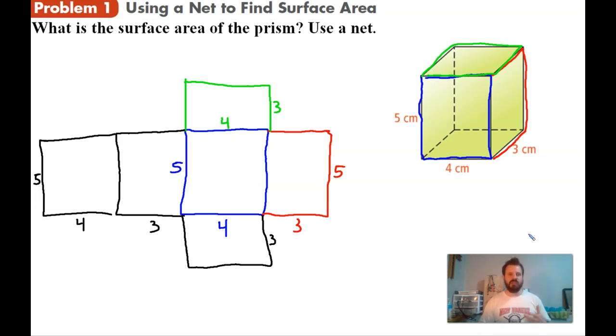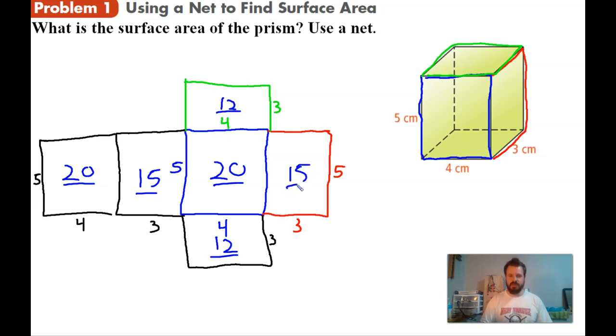And once I have it all unfolded and broken down to rectangles, it's pretty easy to figure out what the area of each of those rectangles are. Okay, just multiplying together. 5 times 4 would be a 20. Okay, 5 times 3 would be a 15. Kind of underline them just so I don't lose them. 5 times 4 would be a 20 again. Okay, 4 times 3 is a 12. 4 times 3 is a 12. 3 times 5 is 15.